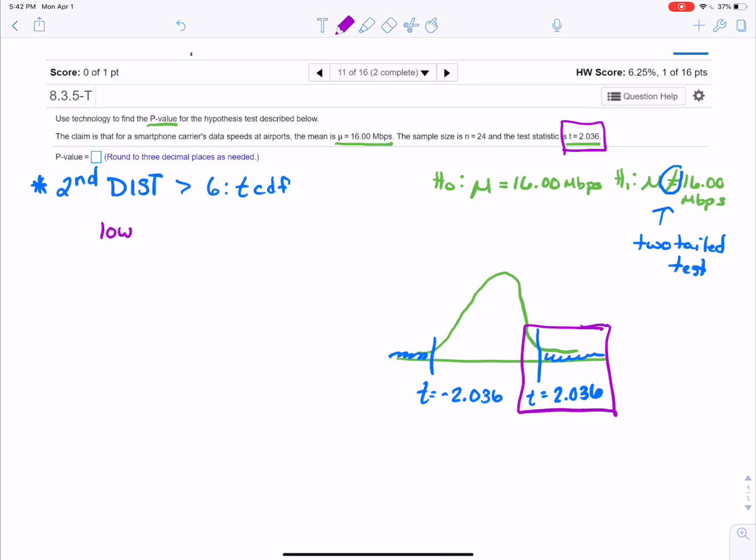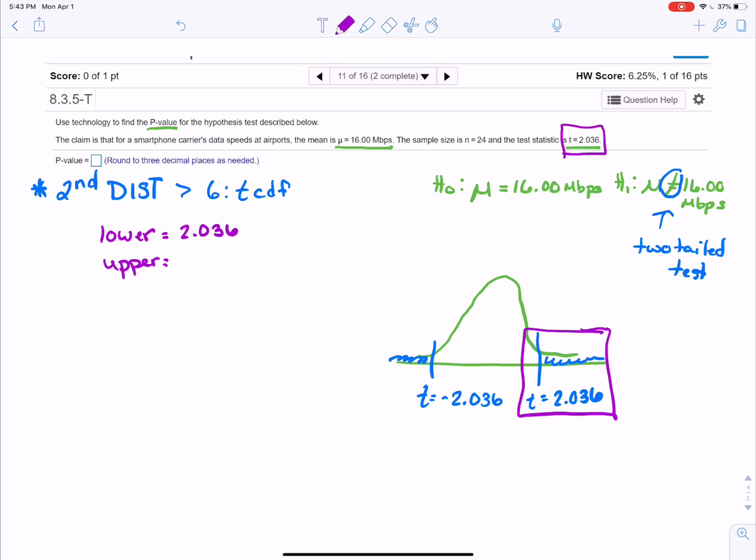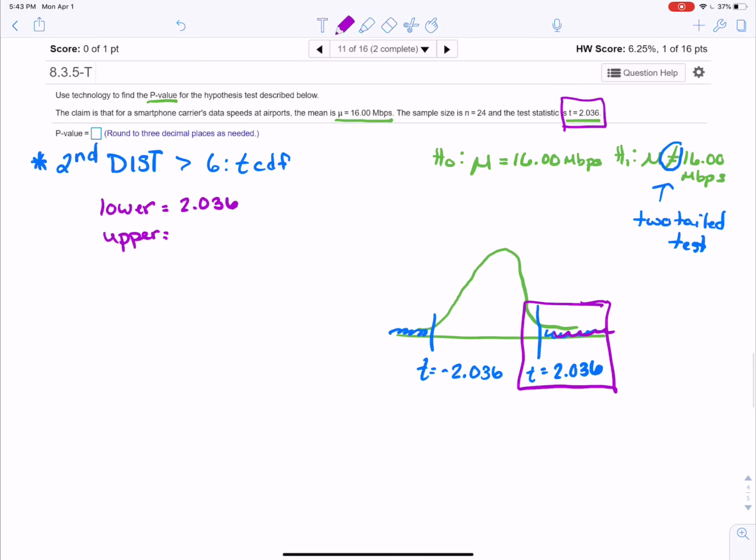If I do that, my lower is going to actually be that test statistic, 2.036. If we think about our upper, technically it's positive infinity. It's going all the way over here as far as it can go, but I can't type that in, so I'm just going to type in a whole bunch of 9s. And then they also ask for my degrees of freedom. Remember, that's our n minus 1. So in this case, that's our 24 minus 1, which is where I got that 23 from.